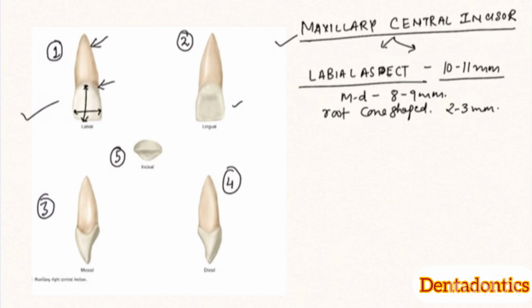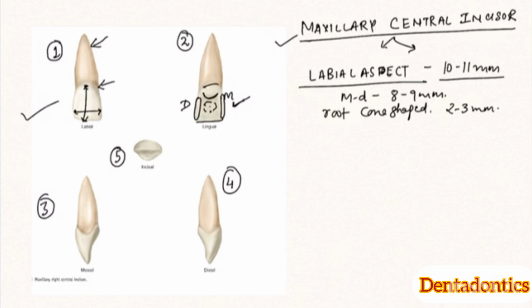Then coming to the lingual aspect, this is the lingual view of the maxillary central incisor. Here you can see this will be the mesial part, this will be the distal part, so it will be the reverse of the labial view. Here you can see a depression. This is the lingual fossa, and this elevated part is the cingulum. The cingulum is the smooth convexity below the cervical line.